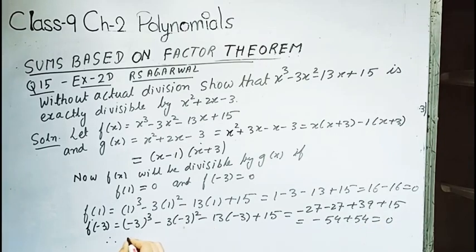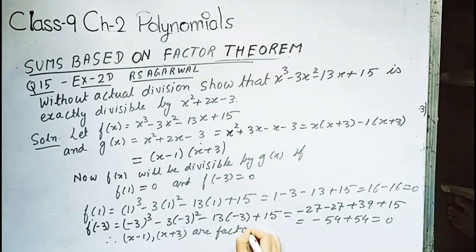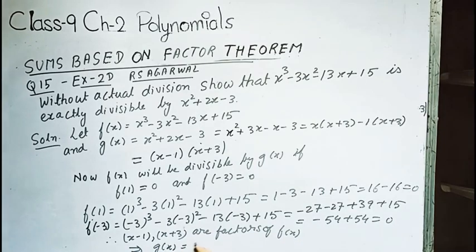Therefore, x minus 1 and x plus 3 are factors of f(x), which implies g(x) equals x minus 1 into x plus 3 is a factor of f(x), hence proved.